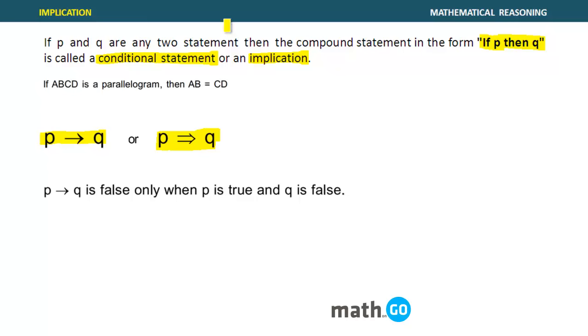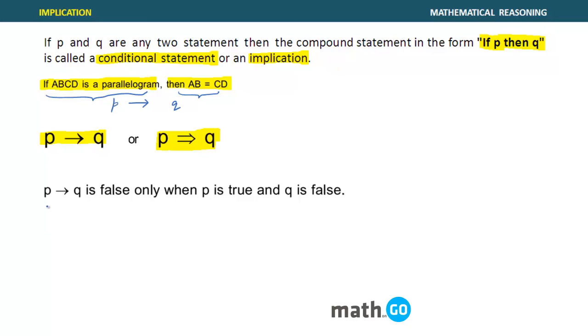So for example, I have taken in English, if ABCD is a parallelogram, then AB is equal to CD. So if I have to convert this statement into mathematical logic, this is P. If P is there, then this is Q. So this is how you will represent implication for this particular statement.